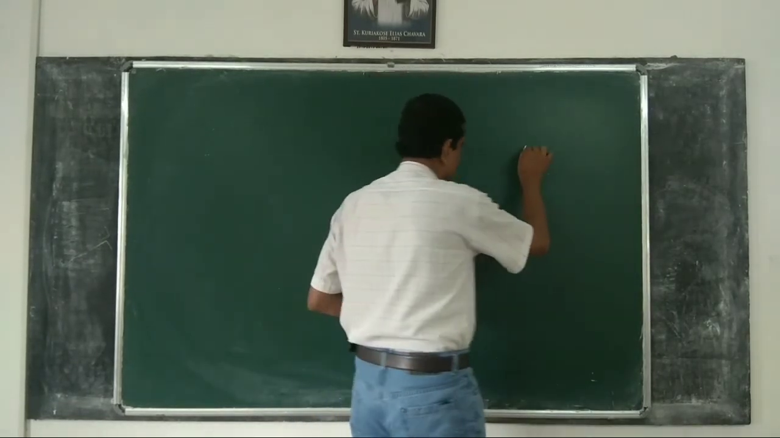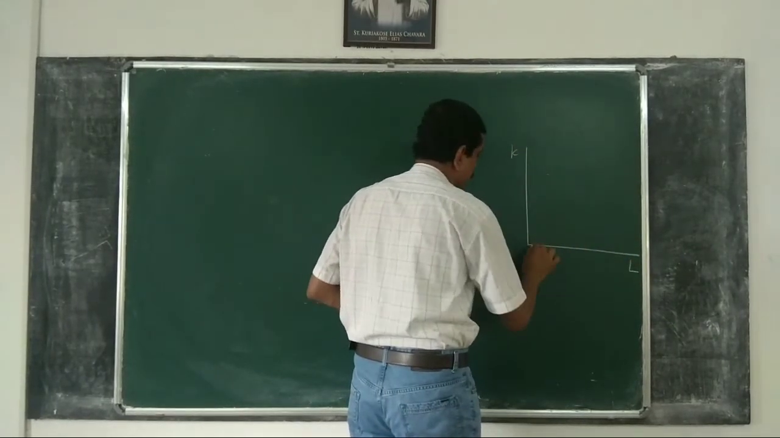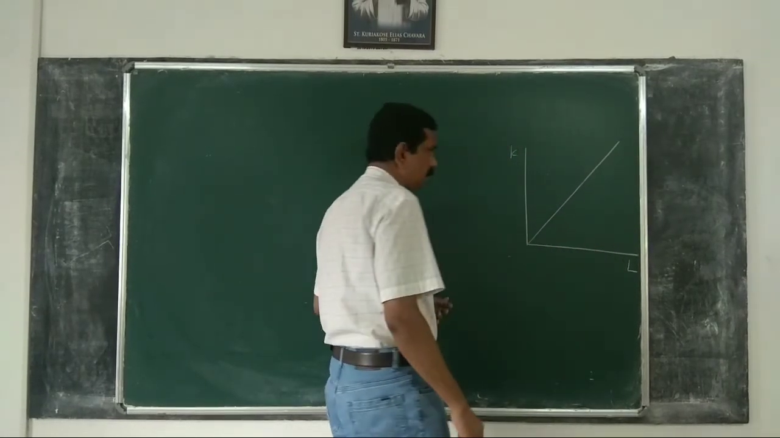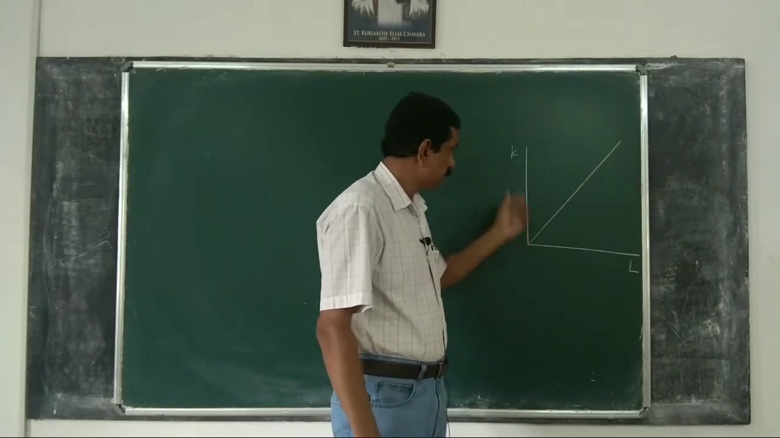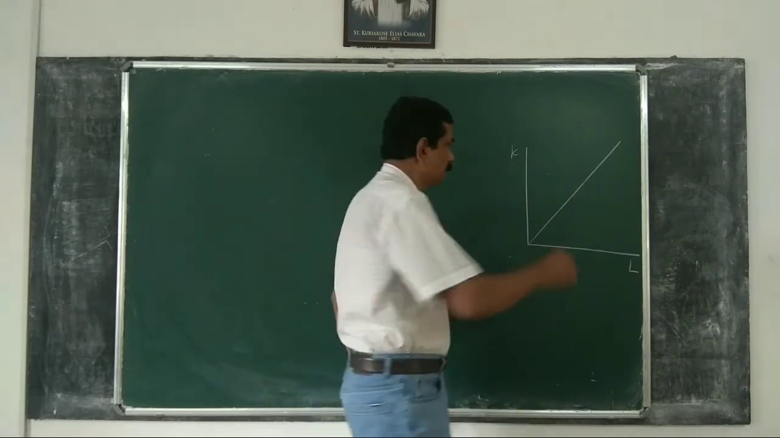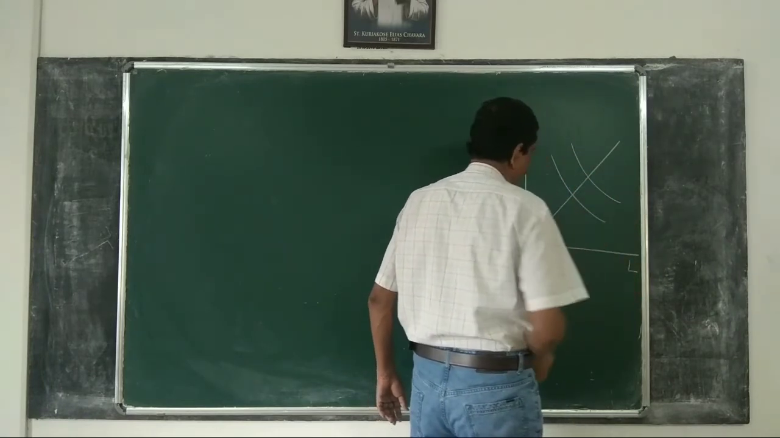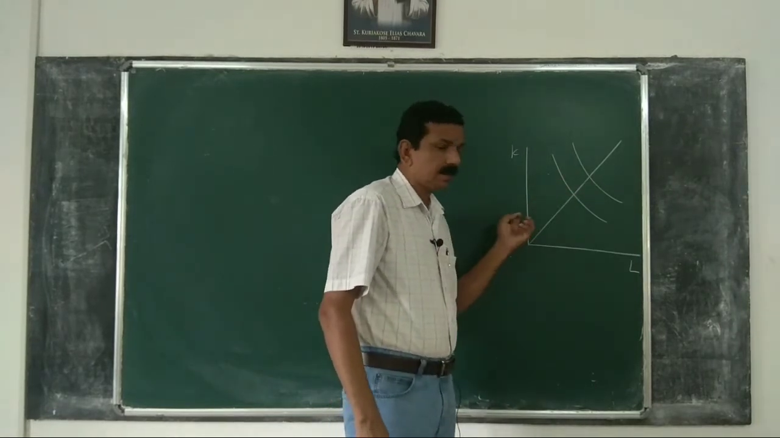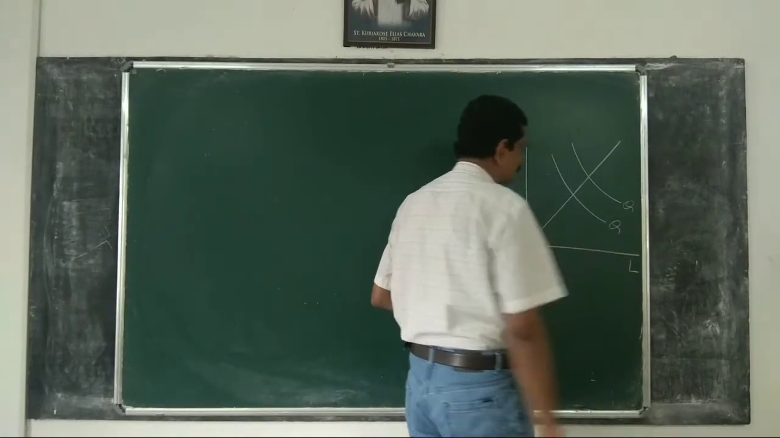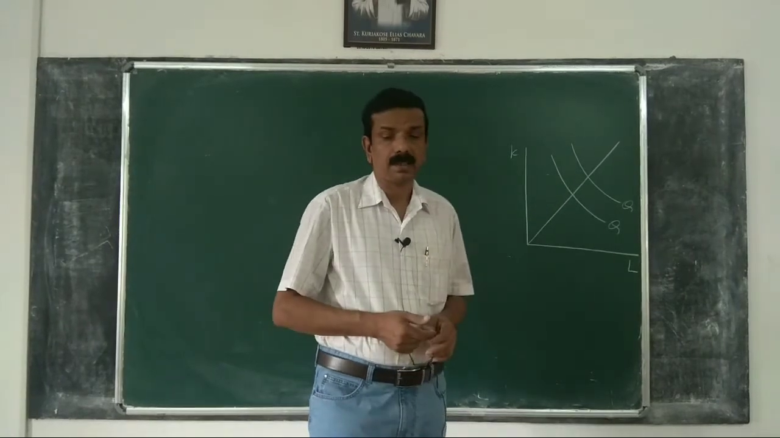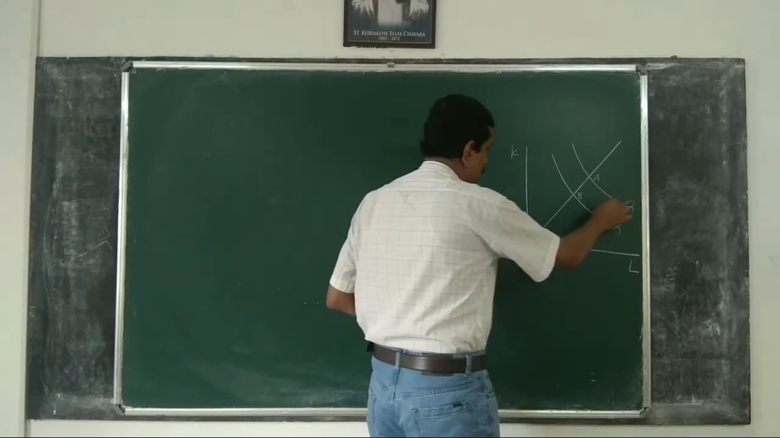Now, consider L here, K here. Now, if you draw a straight line from the origin, the K by L ratio will be the same. Now, as a result of technical progress, as we have seen earlier, the isoquant shifts towards the origin. It means the same Q can be produced with smaller amounts of capital and labor now. So from point A, the isoquant shifts to point B.